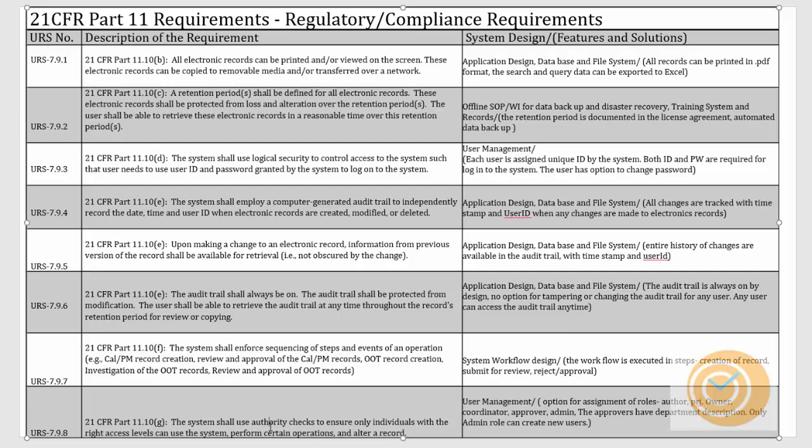The system shall use authority checks to ensure that only individuals with the right access levels can use the systems. So you can give different roles or permissions to the users depending on their type or nature of work, so that you can control their authority and the level of changes that they can make in the system.